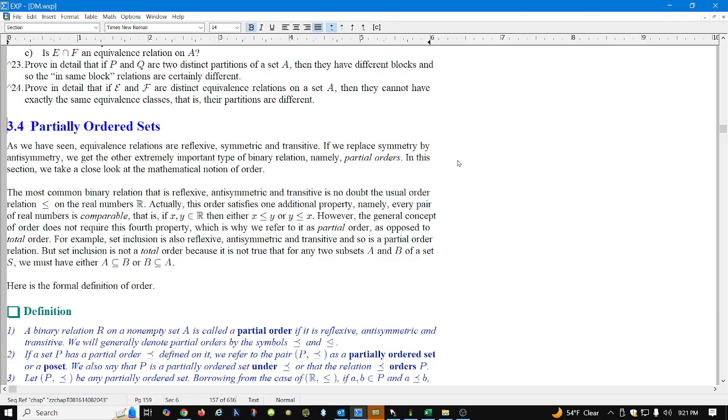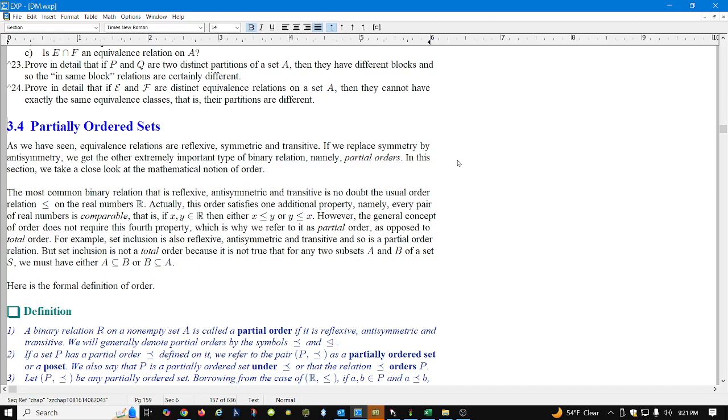As we've seen, equivalence relations are relations that are reflexive, symmetric, and transitive. If we replace symmetry by anti-symmetry, we get another extremely important type of binary relation called partial orders. And in this section, we're going to take a close look at the mathematical notion of order.